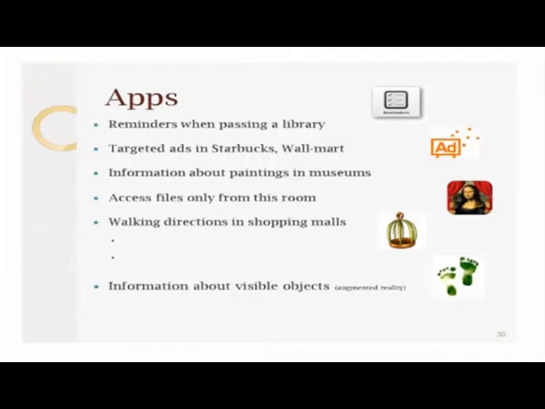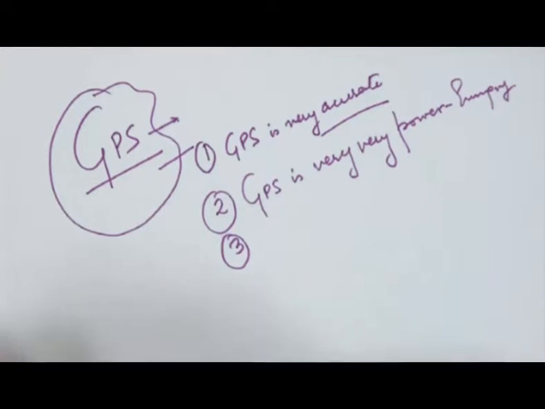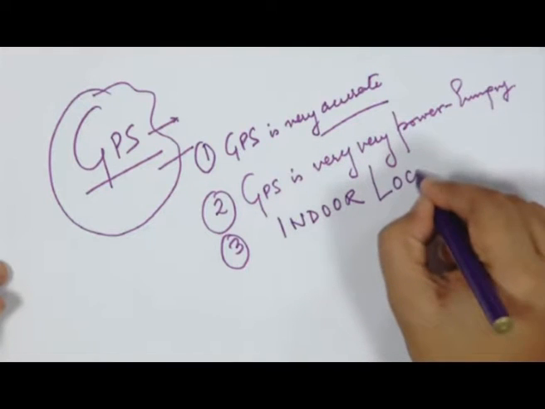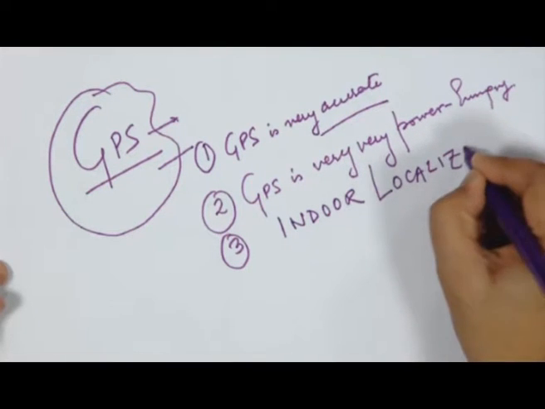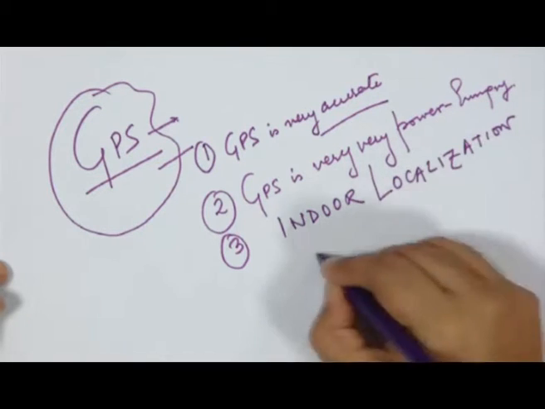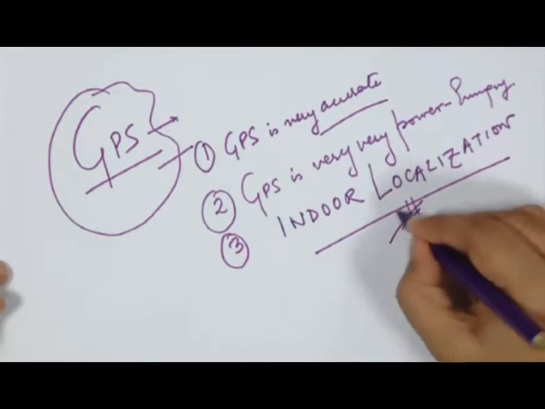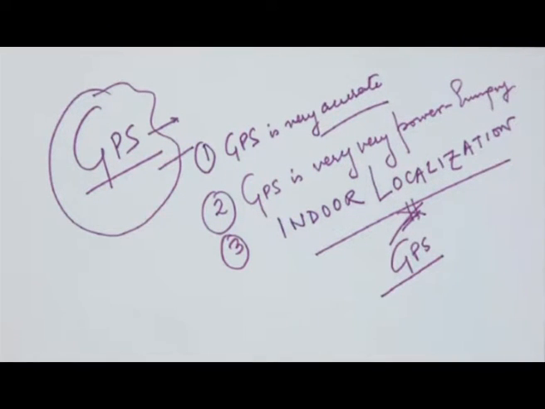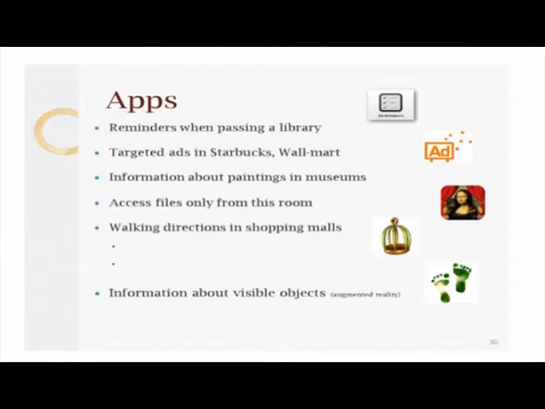So what is happening, if you think, is that many of these apps are actually working on indoor localization, which is not possible with GPS. GPS would work well when it is outside, but inside GPS would not work.